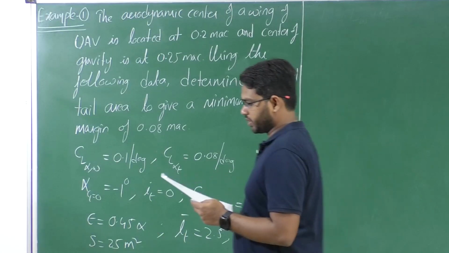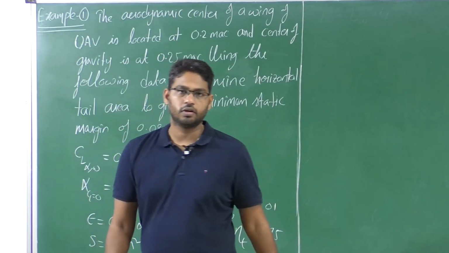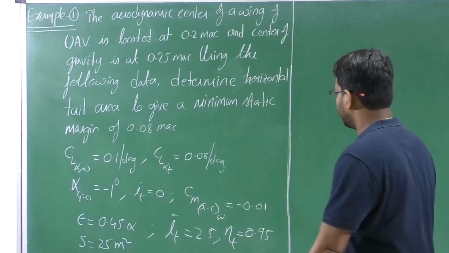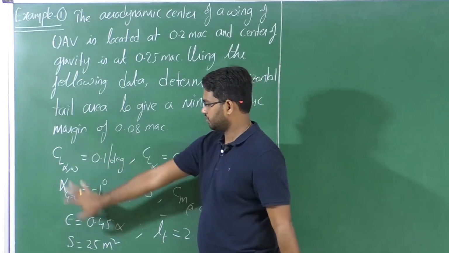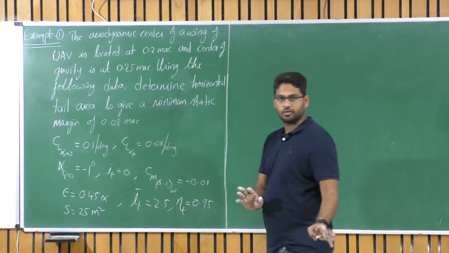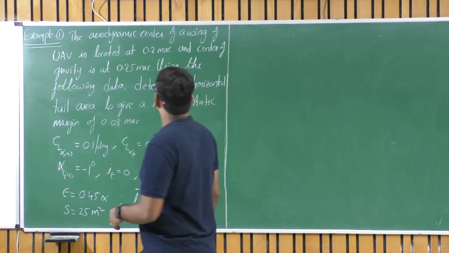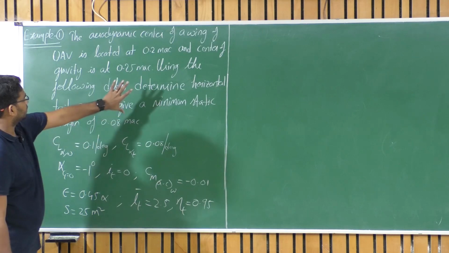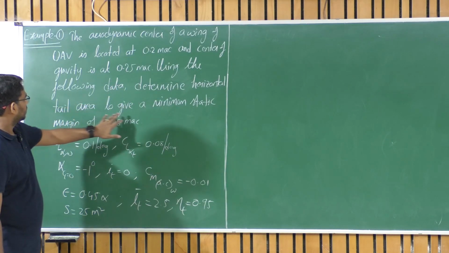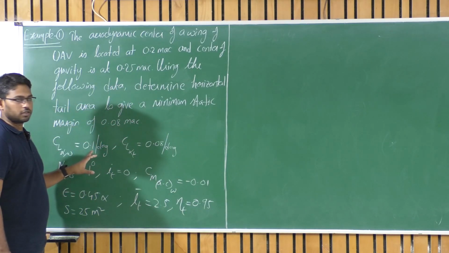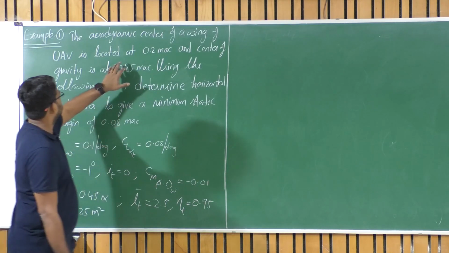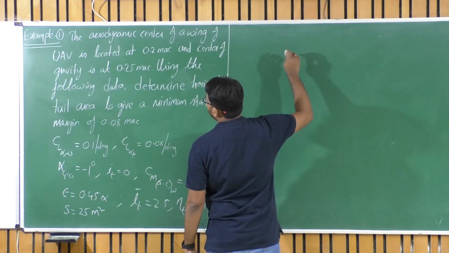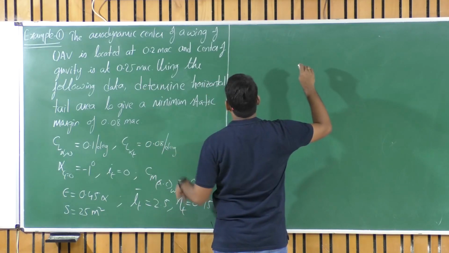So please expect similar questions in your examination. Right? So you need to get used to this particular data and all these coefficients that we are using here. That can happen only with practice. So what we need to do here is find out the horizontal tail area when the static margin is given. Right? So here we have static margin, and we know the location of the aerodynamic center of the wing as well as the center of gravity location.